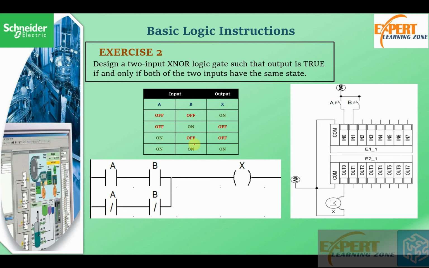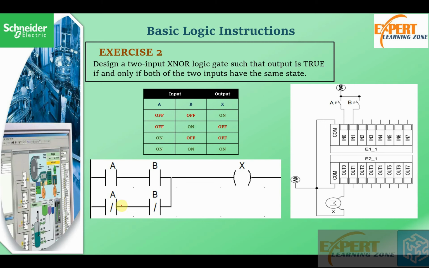In this case, for example, if A is off and B is off, then this A will allow the flow of logic, B will allow the flow of logic, and X becomes on. So there is a logic 1 here which will pass through. The next operation says that A is off and B is on.